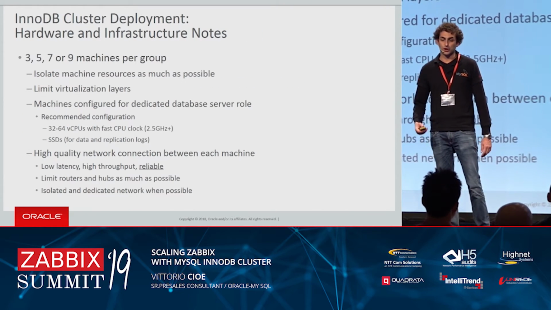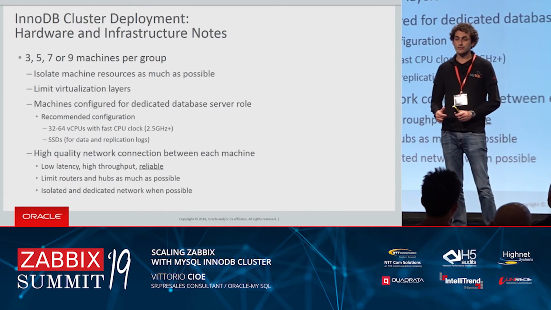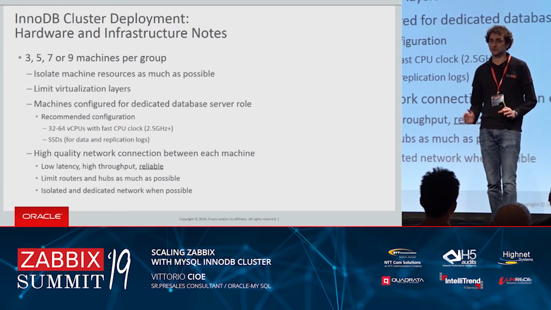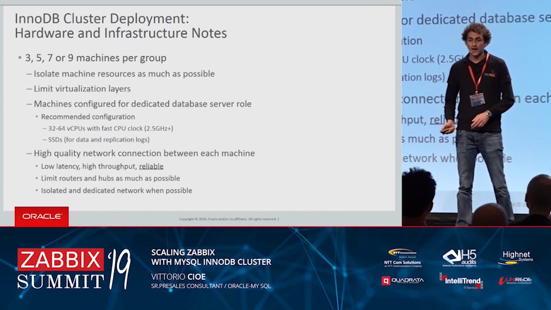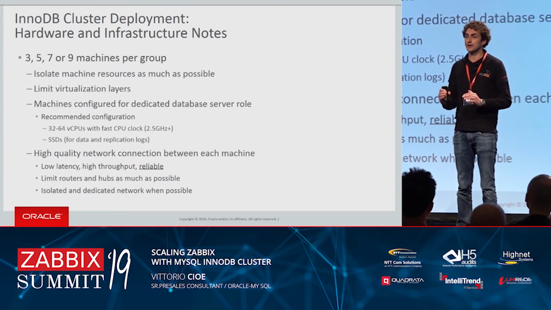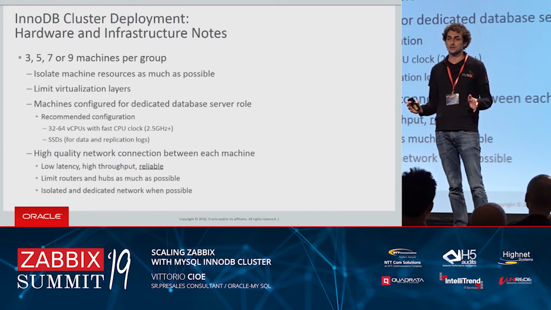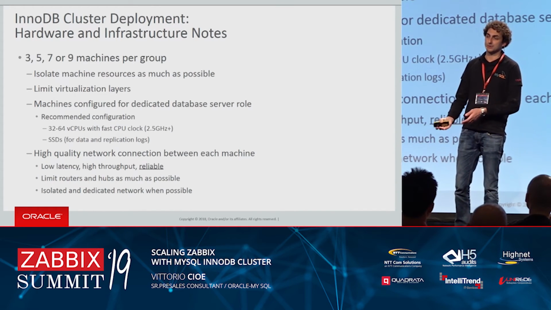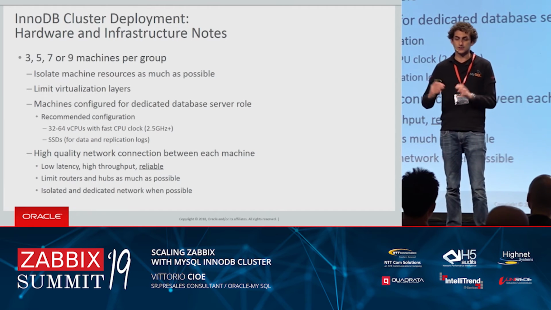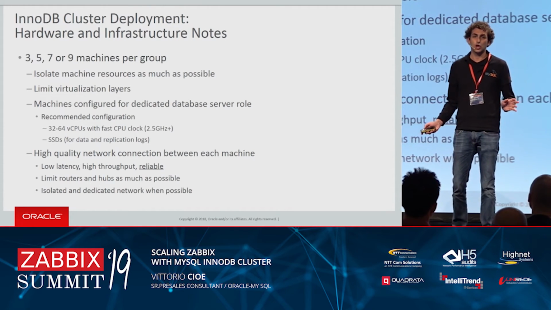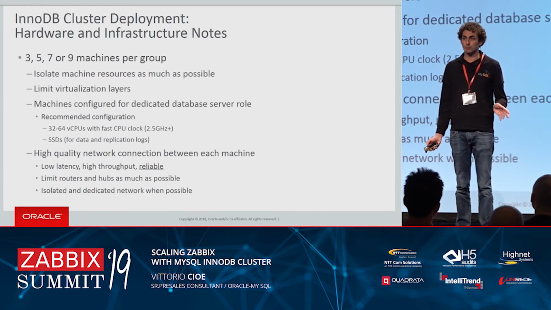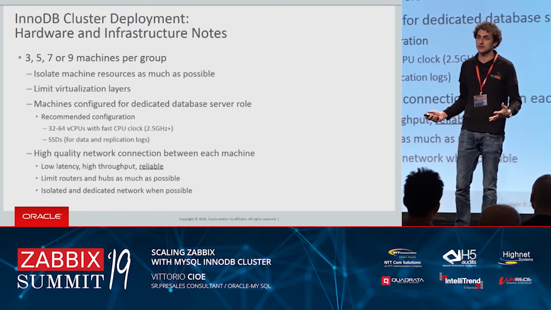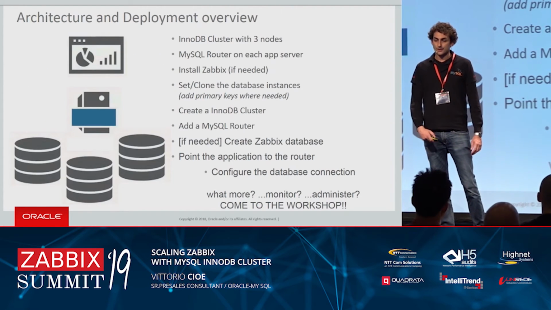Some notes on the hardware. It needs 3, 5, 7, or 9 machines per group, maximum 9, an odd number of machines. And of course, the usual for a high availability setup: performance limit, virtualization layer, high-speed network, high-speed SSD disks, this kind of thing. So nothing extraordinary, it runs on commodity hardware, and every server keeps an identical copy of the data.